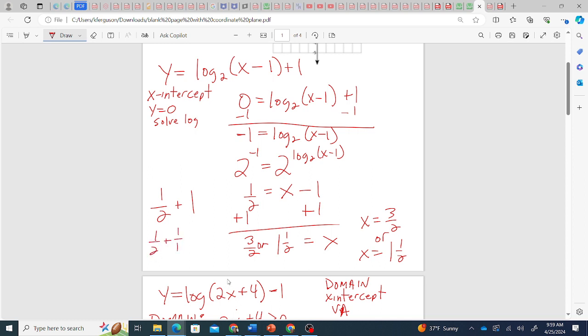The problem is, when I add fractions, what do I need? Like a common denominator. So what do I need my denominator to be over here? 2. So how do I make a 1 a 2? Times by 2. So if I times the top and the bottom by 2, I get 1/2 plus 2/2. And then I add together. The bottom stays the same when I add fractions. 1 plus 2 is 3. 3/2.